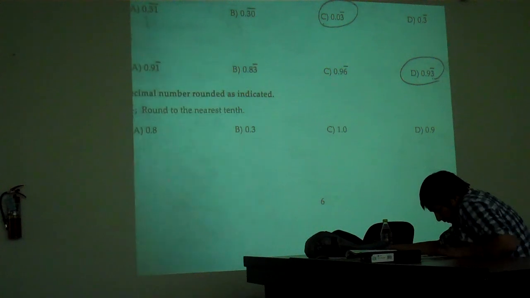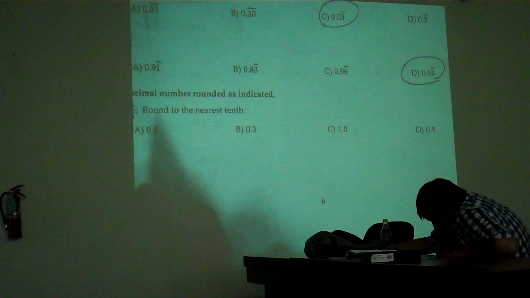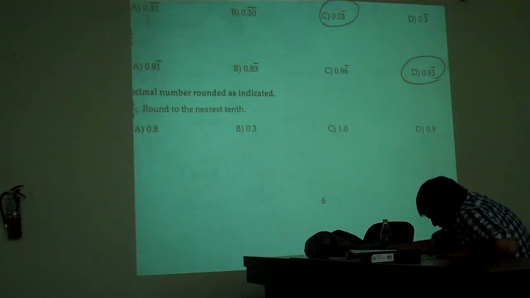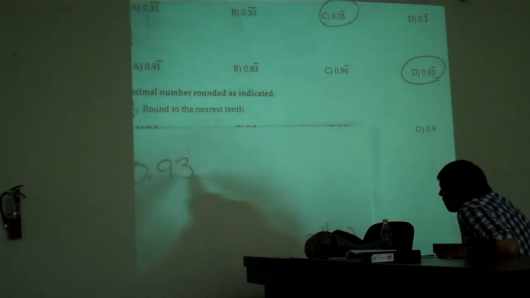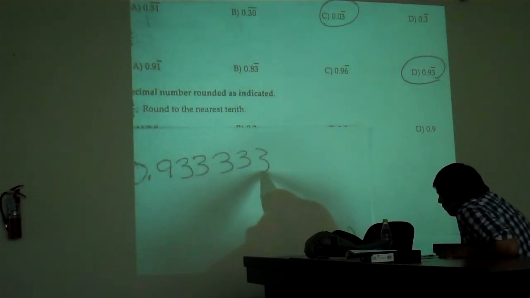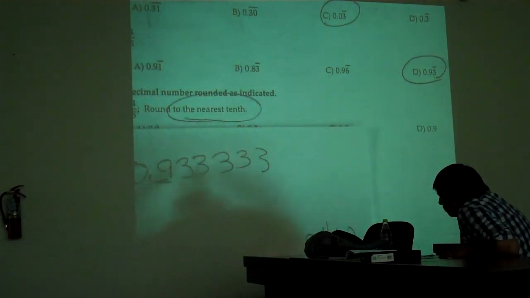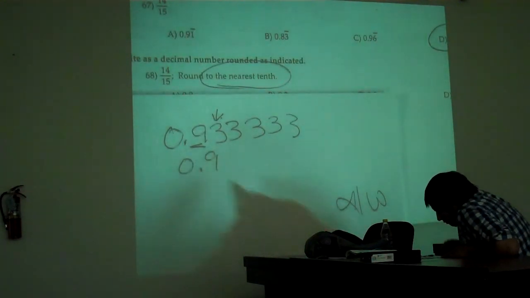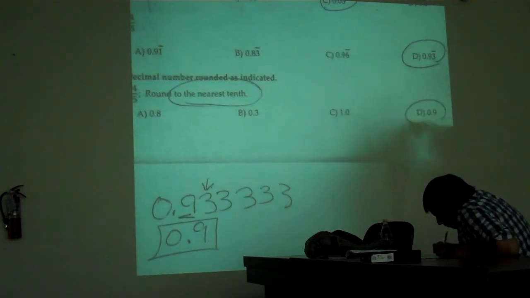Okay, 14/15 rounded to the nearest 10th. Since we've already done that division, if it's one you've already done before, you don't have to redo the division again. We already know it's 0.93 repeating, right? Okay, now round it to the nearest 10th. Now looking at the 3, you just round it to 0.9. So that one is answer D.